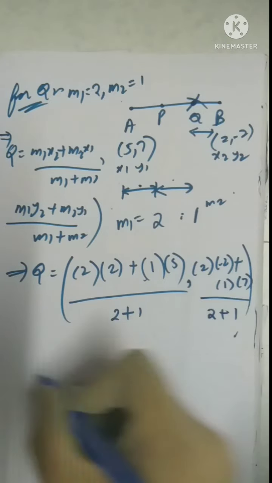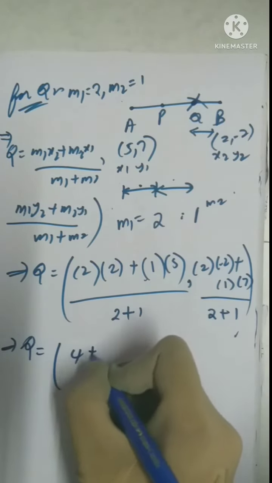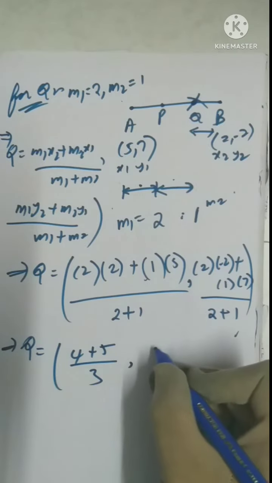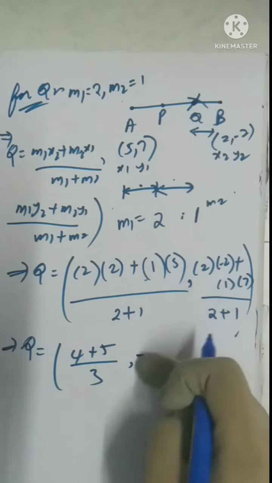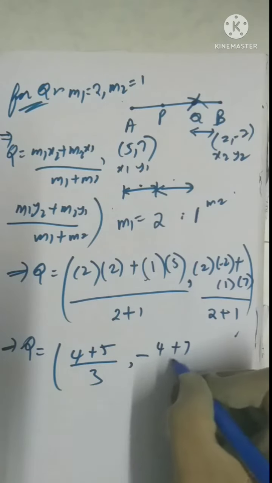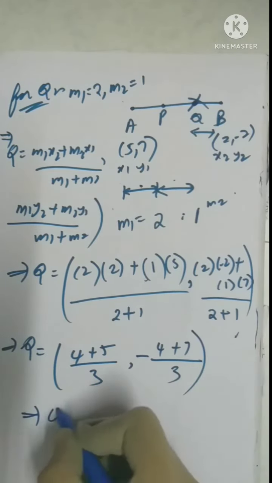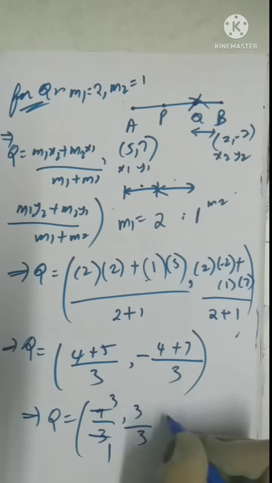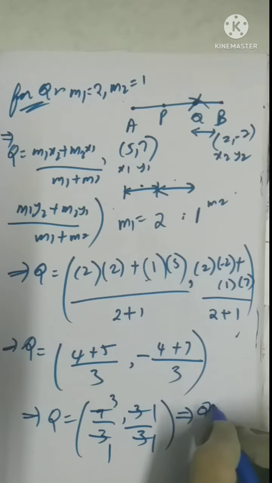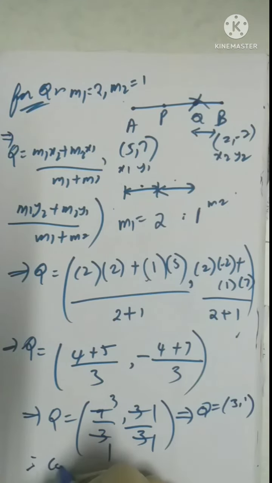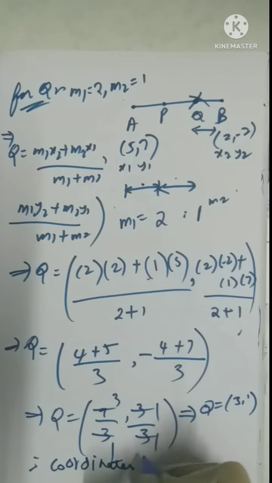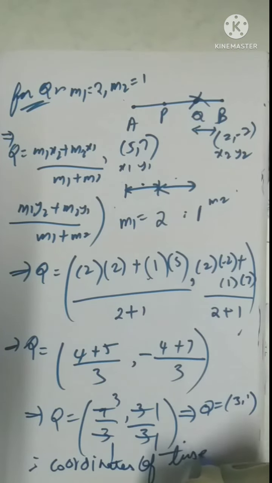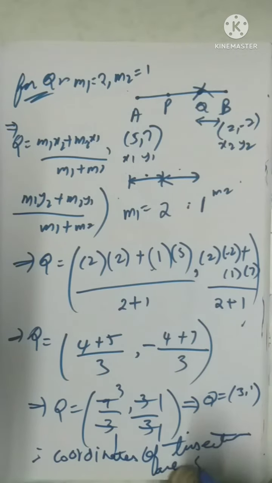2 plus 1, that is nothing but Q is equal to 2 twos are 4 plus 5 ones are 5, by 2 plus 1 is 3, comma -2 twos are 4, minus 4, plus 7 ones are 7, by 2 plus 1 is 3. Q is equal to 5 plus 4 is 9 by 3, comma 7 minus 4 is 3 by 3. 3 ones are 3, 3 threes are 9. We got the coordinates as (3, 1). Therefore, the coordinates of trisection are (4, 4) and (3, 1).